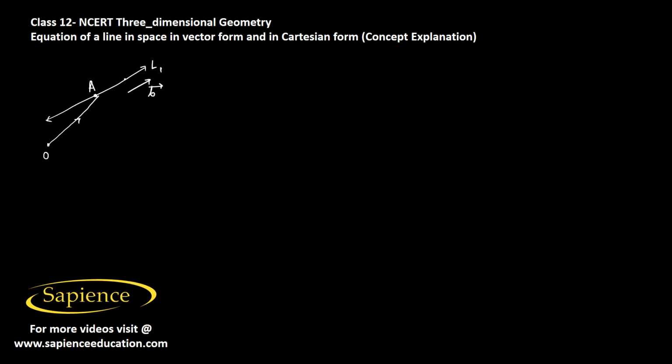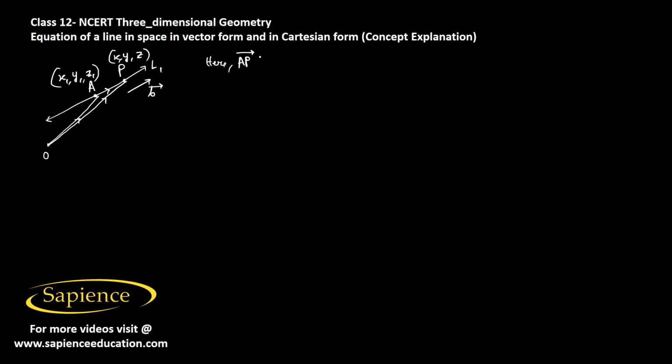And we can take any arbitrary point P on the line L1. The coordinates of the point A are given as x1, y1, z1, and the point P is an arbitrary point on the line, so we can take it as x, y, z. So now this will be your OP vector. So this will be AP vector.